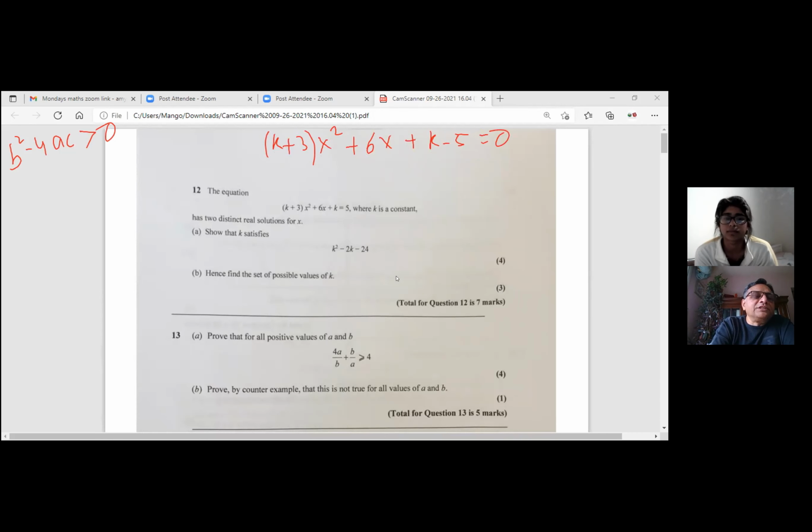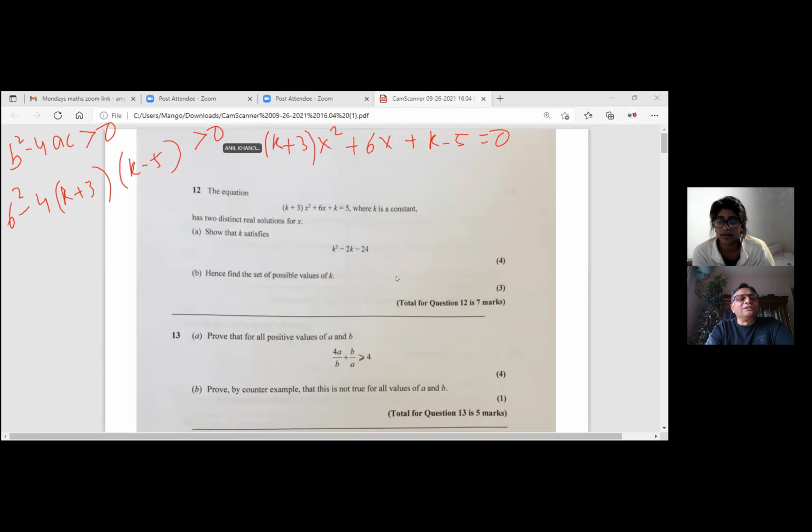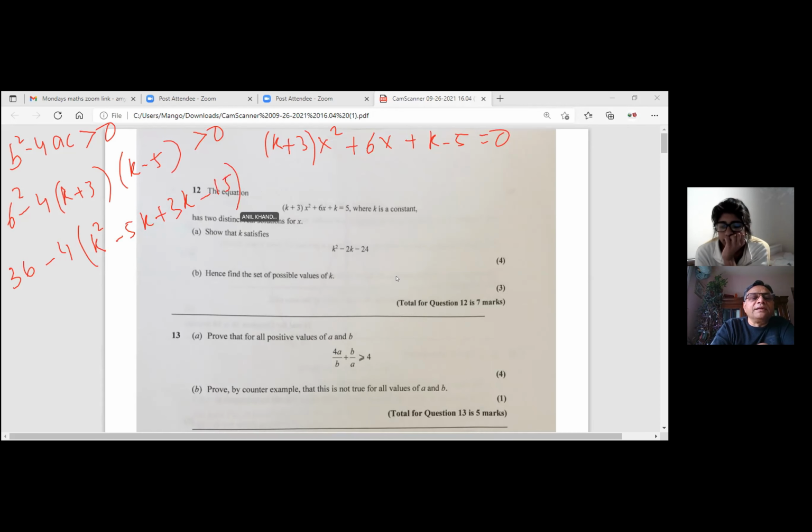So I'll write 6 squared minus 4 times a, where a is k plus 3, right? Yeah. And c is k minus 5. And that should be greater than 0. So we need to solve this particular inequality. Let's try to do it, okay? So 36 minus 4 times, so k, we'll just multiply this: k squared minus 5k plus 3k minus 15 greater than 0.